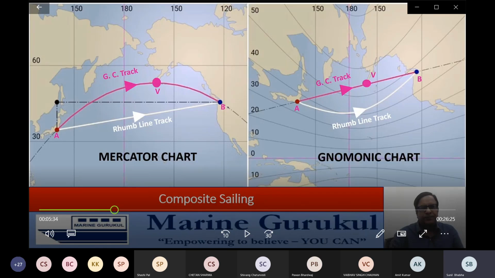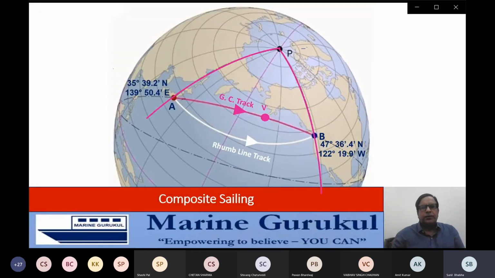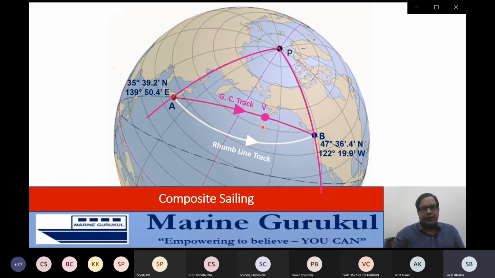Okay, so let's continue further. Now, having appreciated how these tracks appear on different projections, we come to the most important part of our discussion. And for that, we go back to the PAB spherical triangle constructed between Tokyo and Seattle a while back. Now on this globe, we can see this PAB triangle with this one being the GC track between A and B. On examining this track, what do we see in this part of the track? We see that some part of the track appears to be passing over land or maybe non-navigable waters.